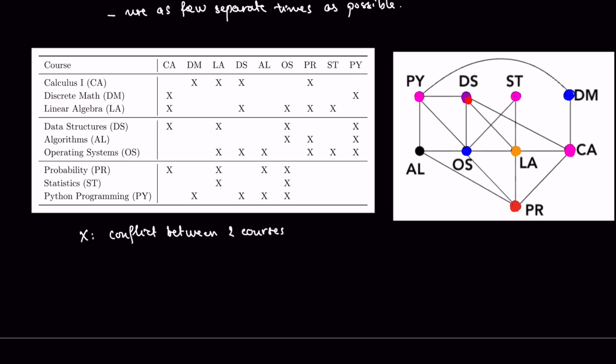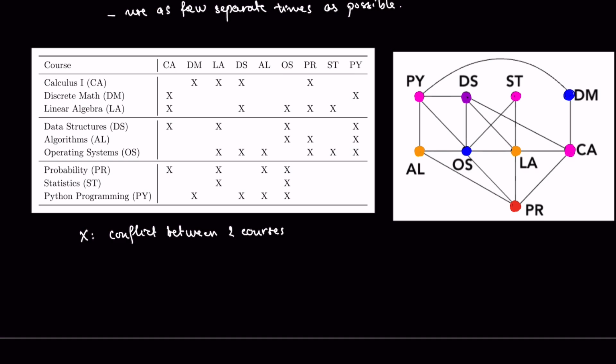I'm going to move on to DS. So DS and PY have different colors. DS and OS have different colors, and so on and so forth. So DS, LA, DS, CA. So we're done with DS. And we're going to go to OS. So OS is blue, different from DS, PY, ST, PR, and AL. So you need to choose a color for AL so that it's different from pink, blue, and red. So I can use orange here, or I can use purple for that matter.